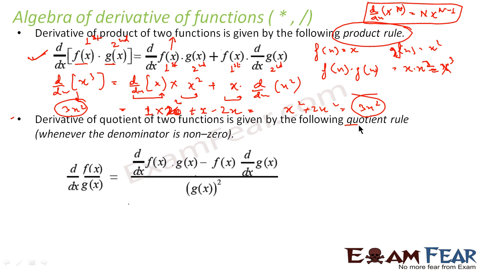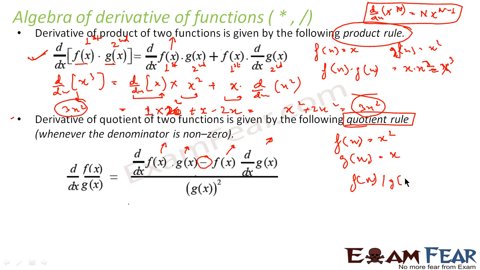Similarly, for division, we have to follow the quotient rule. Please make a note of this rule. It is also crucial. If you have a function of the form fx by gx, then d by dx of fx by gx will be: we first differentiate the first part and multiply by the second part, then minus the first part multiplied by the differentiation of the second part, and divide by gx square. Let's take an example. Let's suppose fx is equal to x square and gx is equal to x. Then fx by gx becomes x square by x, that is x.